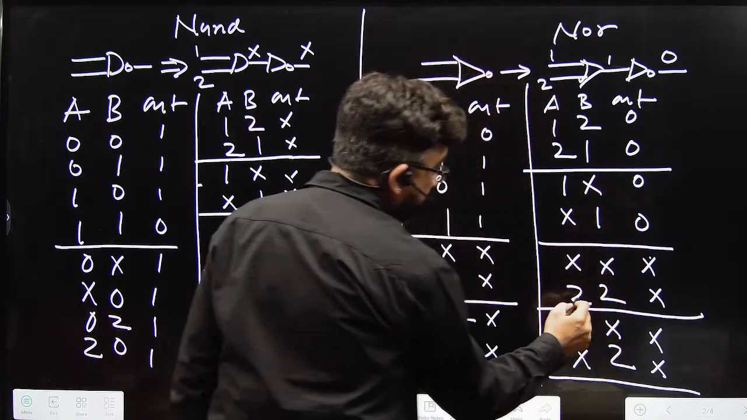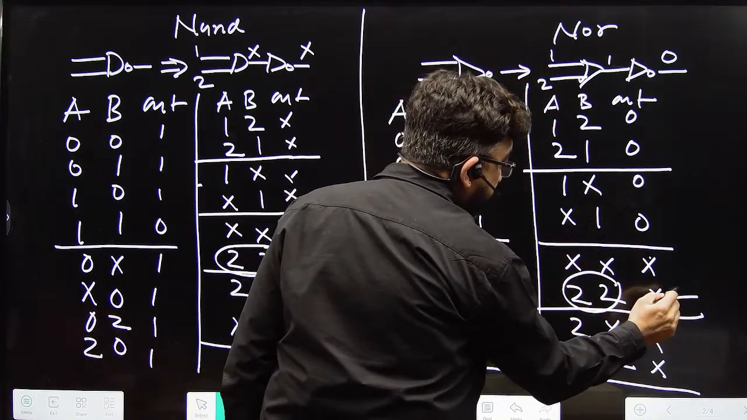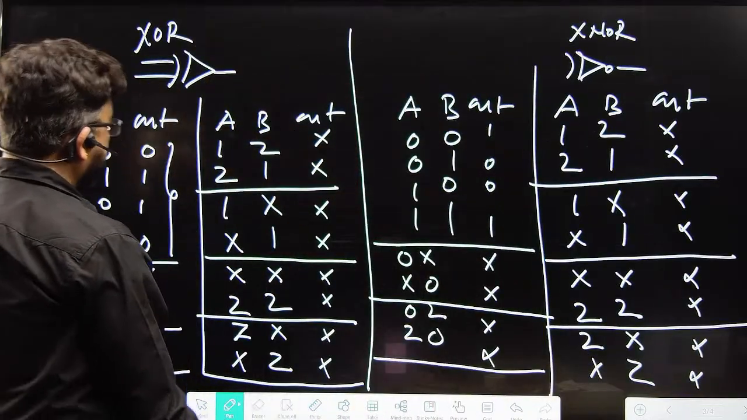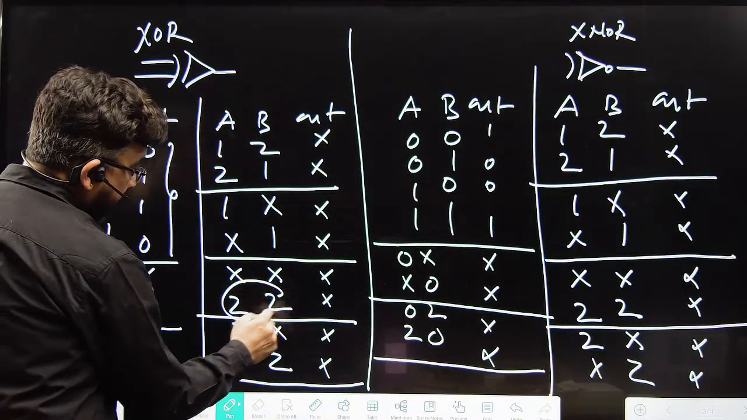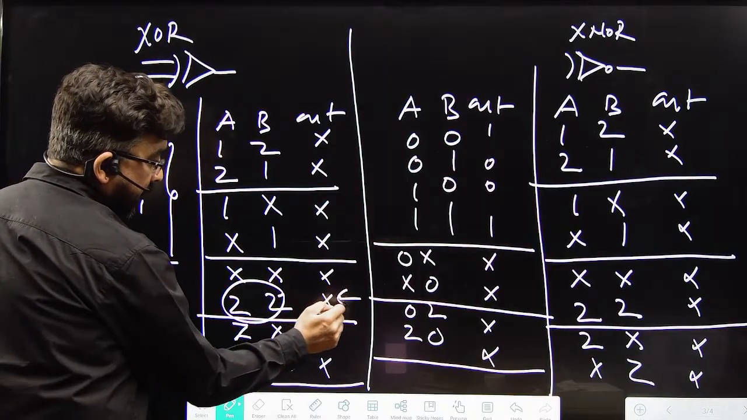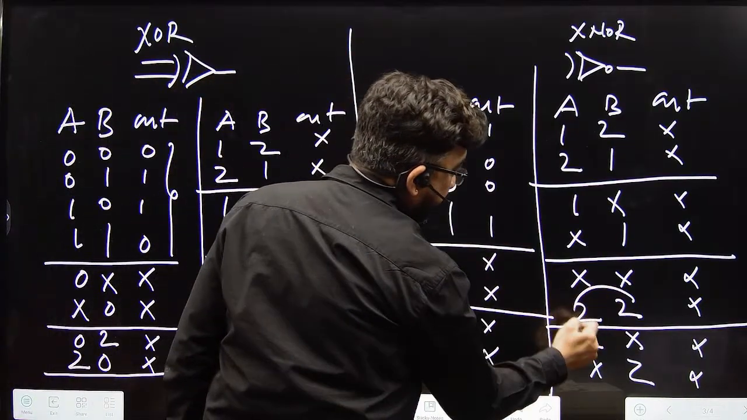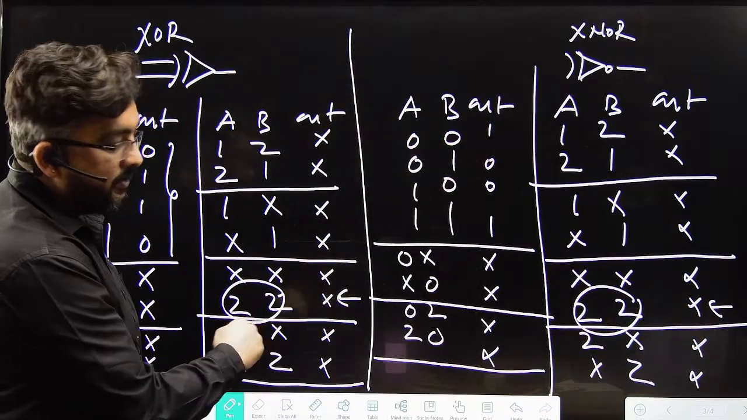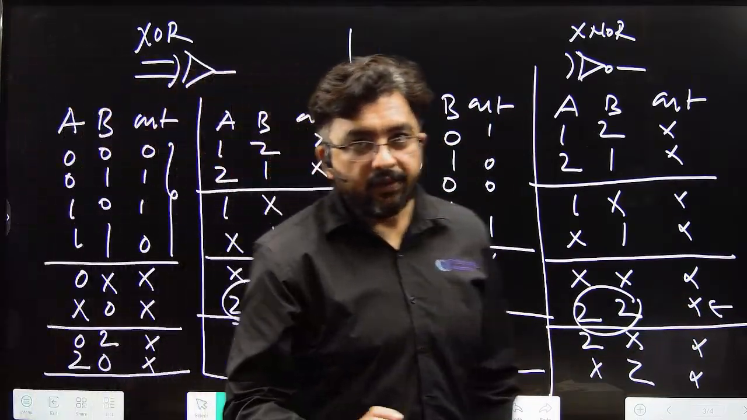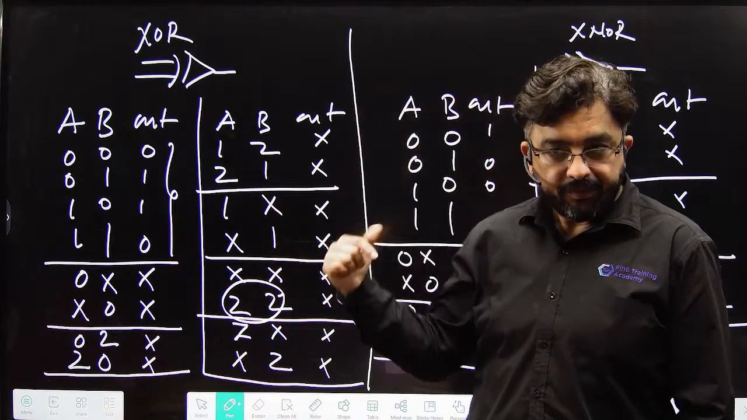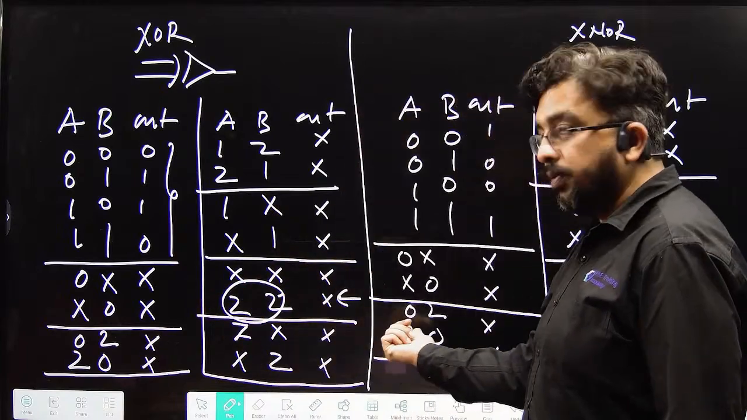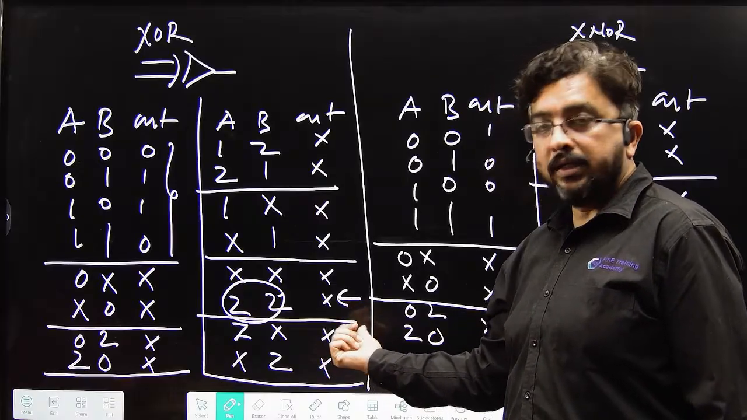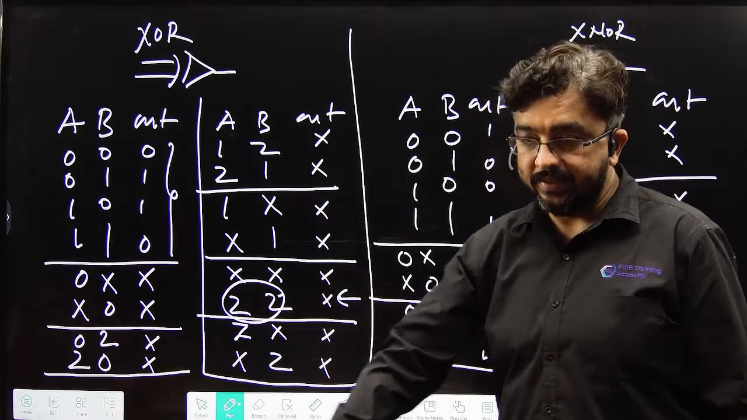In case of NOR, ZZ, output is X. And in case of XOR and XNOR, if both inputs are ZZ, the output is X. Again, if both inputs are Z, output is X. So this is your default value in simulation. The same thing we have proven here automatically. We have proven in the last hour how we are getting XX.